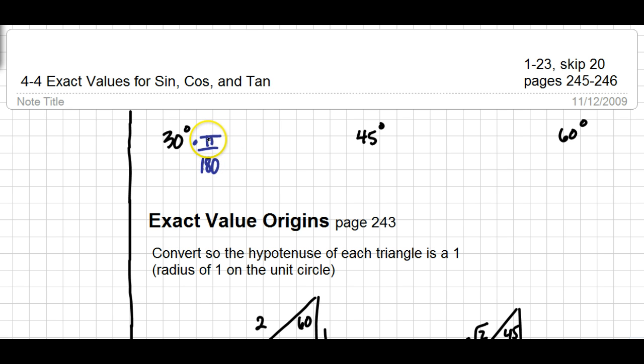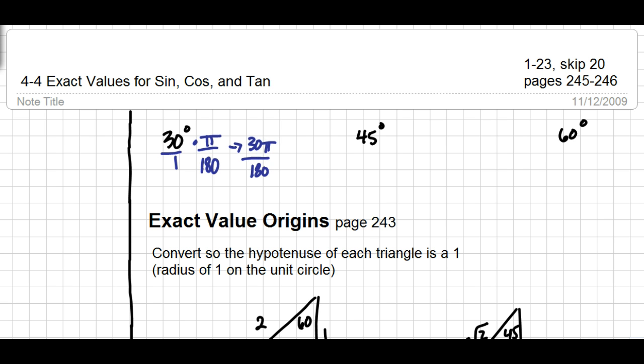And the reason why I put the pi on top is because I want radians. You could also multiply by 2 pi over 360, but the 2 and the 360 would reduce to 1 and 180 anyway. So when we put those two fractions together by sticking a 1 under the 30, multiply straight across, you get 30 pi over 180.